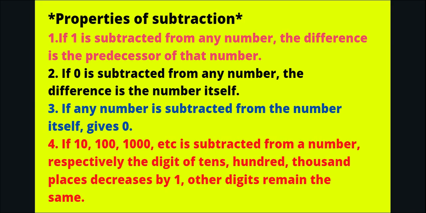9412 minus 100 gives 9312. 4892 minus 1000 gives 3892. We can understand only tens, hundreds, and thousand places are changed, that is, decrease by 1. Other digits remain same.